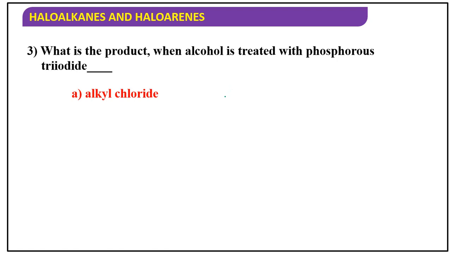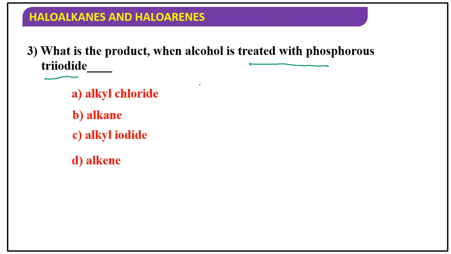What is the product when alcohol is treated with phosphorus triiodide? Phosphorus triiodide. See, suppose I am taking ethyl alcohol and phosphorus triiodide. What is the main product? The main product is ethyl iodide. But this ethyl iodide, the reactivity is little.